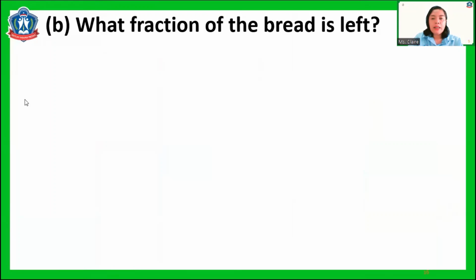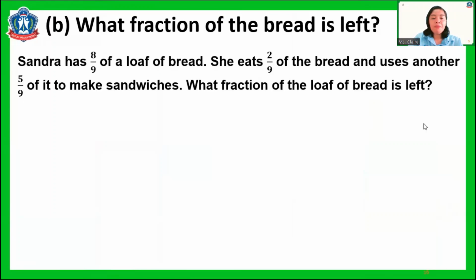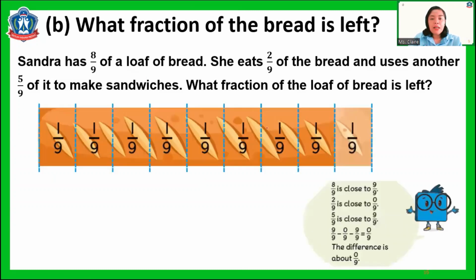Okay, now let's talk about another problem about bread. Sandra has 8/9 of a loaf of bread. She ate 2/9 of the bread and uses another 5/9 of it to make sandwiches. So what fraction of the loaf of bread is left? So she has 8/9. 8/9 is close to 9/9 or close to one whole, right? 2/9 is close to 0/9. 5/9 is close to 9/9. So therefore, the difference is about 0/9 or nothing.